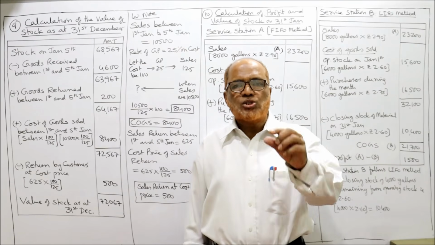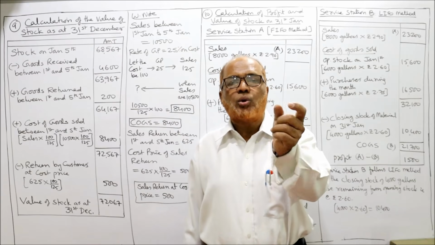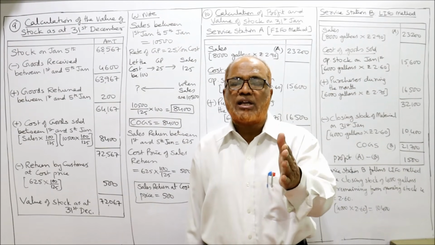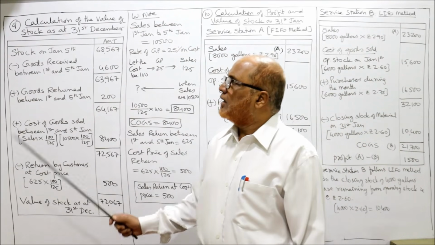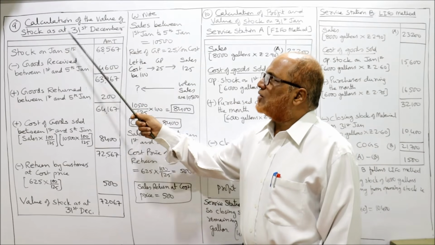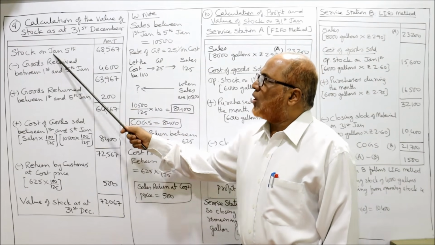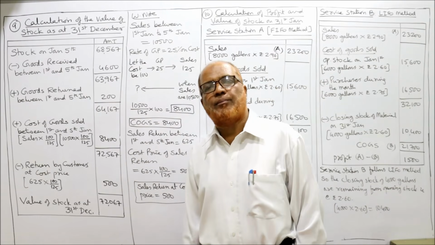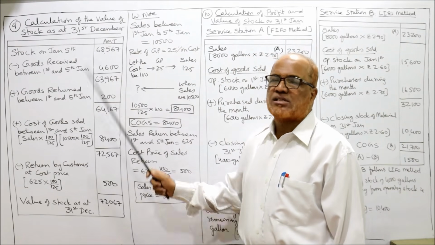So what will we do? We take the stock on 5th January. To this stock we adjust all the items which have taken place between 1st Jan to 5th Jan, right? Now see carefully. Calculation of the value of stock as at 31st December, right? Stock on January 5th, 68,567, given in the problem.